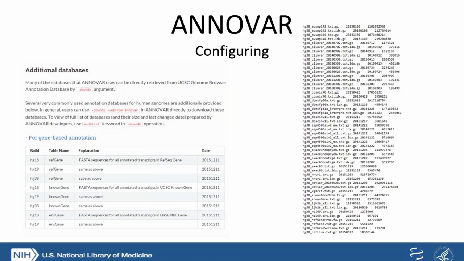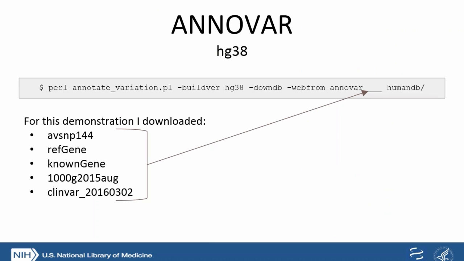For ANNOVAR, you can download these additional databases. So you can use this command right here at the top, the perl annotate_variation.pl, and -buildver hg38. And then for this specific one, I chose avsnp144, which is actually just their version of dbSNP, refGene, knownGene, the 1000 Genomes file, and ClinVar from 2016. If you want a full list of all of the extra databases that they do have, you can look up avdblist instead of a specific name, and it'll pop out all of them.